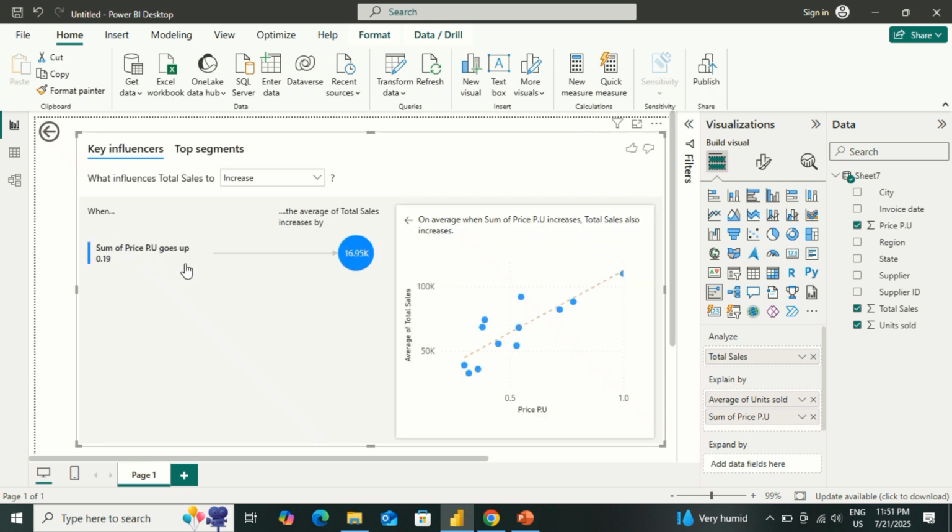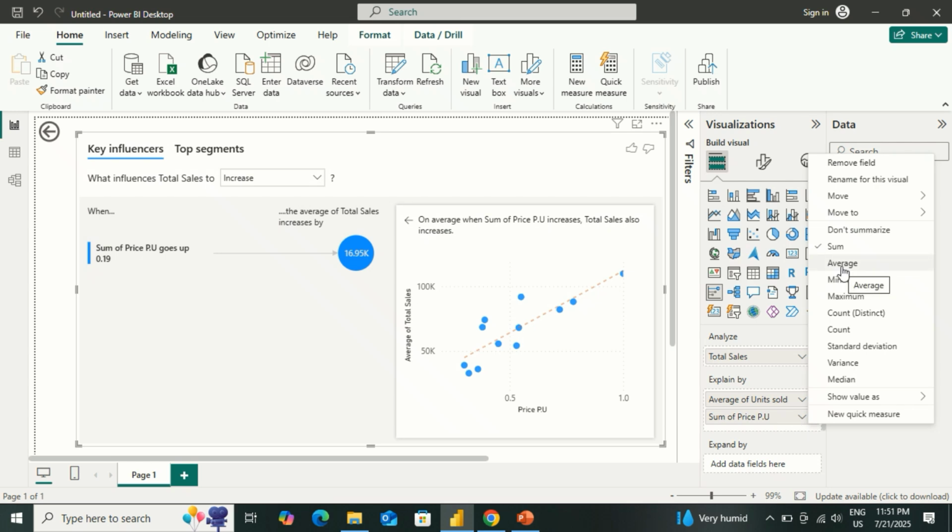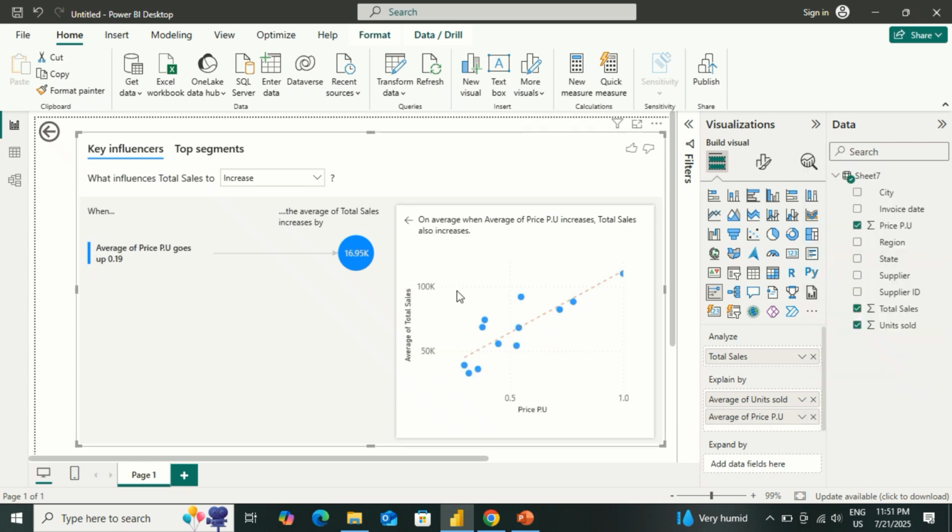Sum of price per unit goes up. Suppose if you want to change sum of price also, you can change to average. See how the average price per unit increases, total sales also increases. This is how the key influences the data will be showing.